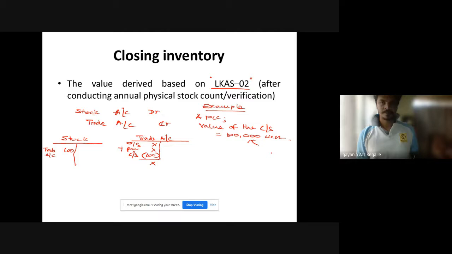Then I will show. At the end of the period, just look at how to take the opening stock in the next particular period. Now let's assume that here we are not having any closing stock.